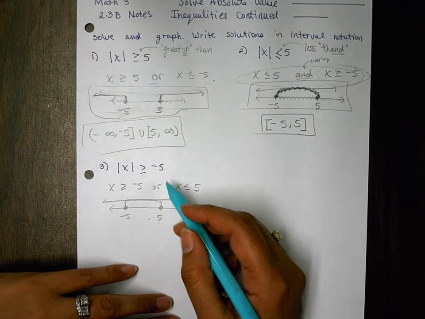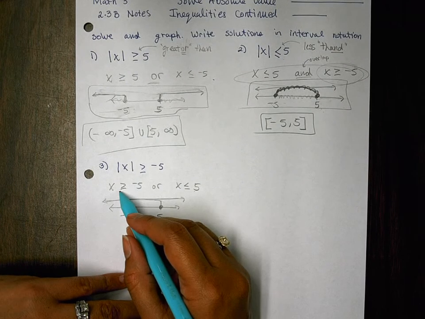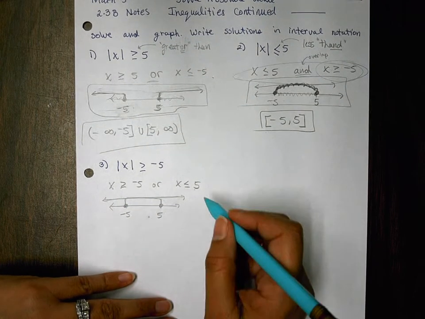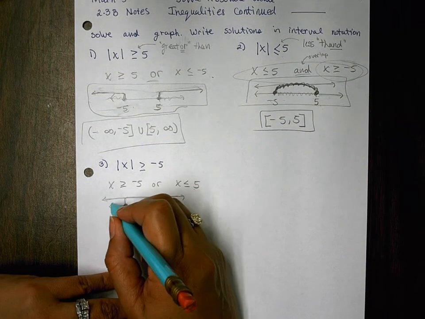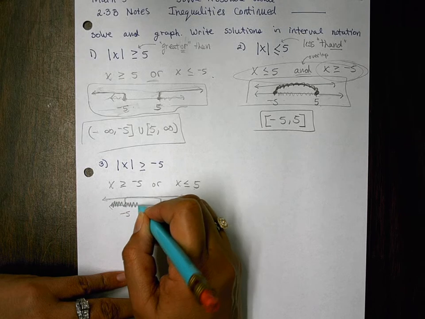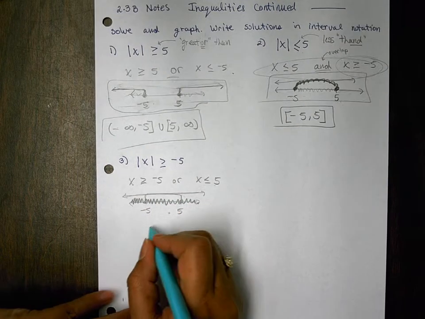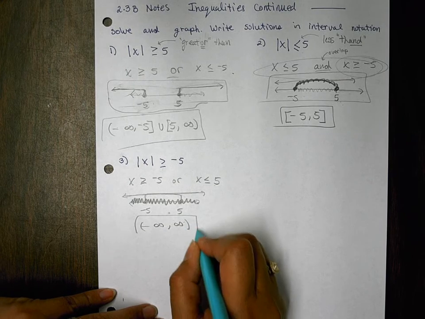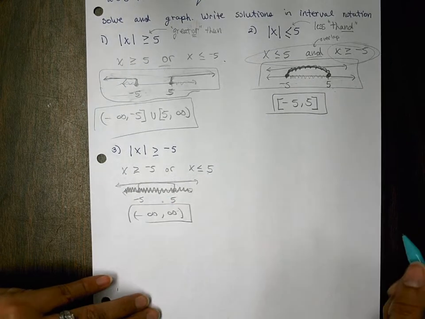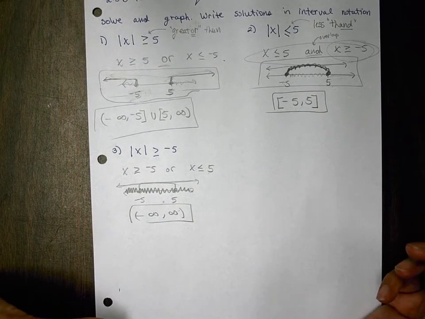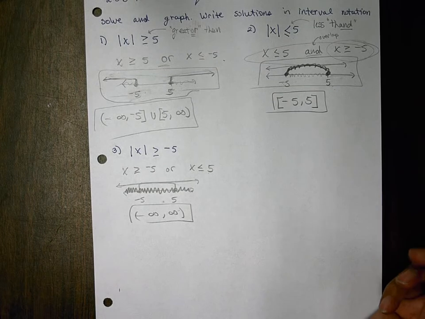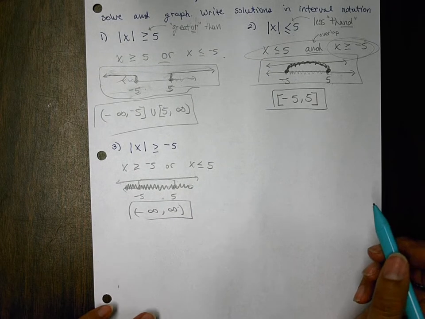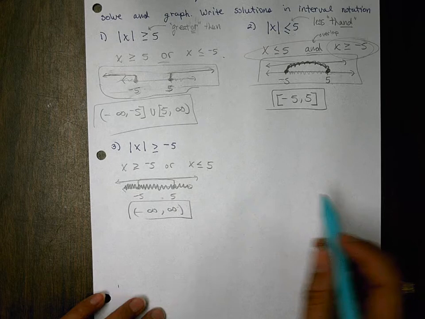So if that's the case, I'm going to shade any number that's bigger than -5, or any number that's smaller than +5. That ends up being the whole number line. It's everything. So it's -infinity to infinity. And we always use parentheses. Even though there were closed circles there, we ended up with -infinity to infinity, which is parentheses.